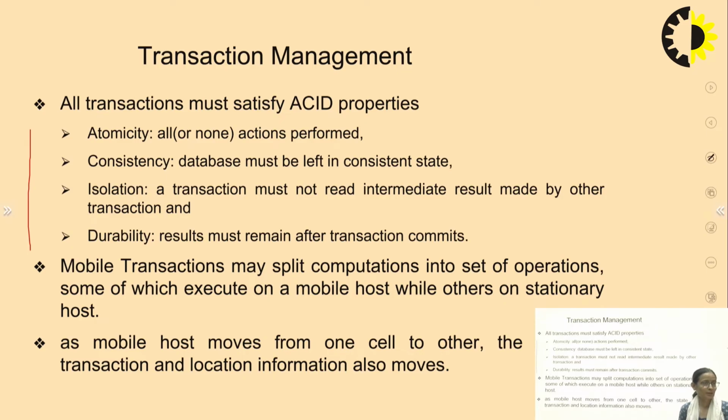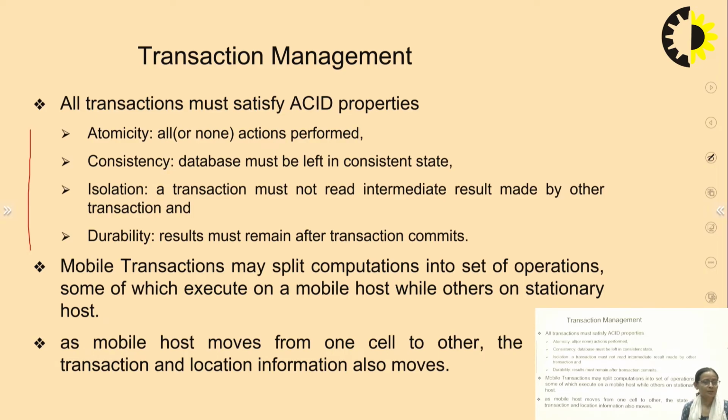Isolation says that a transaction must not read intermediate results made by another transaction. And durability means that once the commit operation has occurred, it should be reflected through all the distributed copies of that particular data.